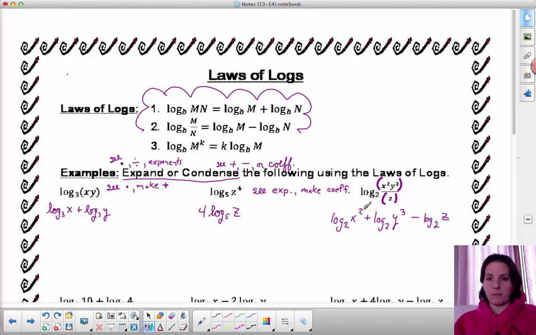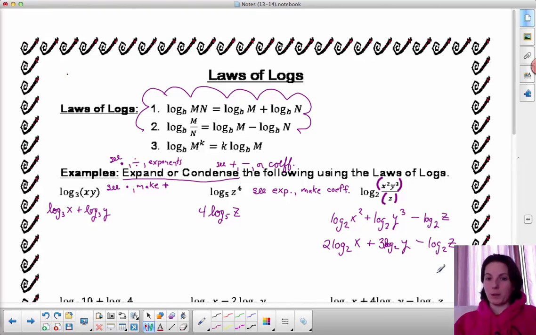Now, we actually have an extra step because remember we said we had not just multiplication, but we also had exponents, and I took it in two steps to make sure we saw everything. So those exponents now need to become coefficients because we're expanding, making things bigger or more complicated. Log base 2 of x plus 3 times log, oops, I missed my L. Log base 2 of y. And then there was no exponent on that z, so it just stays minus log base 2 of z.